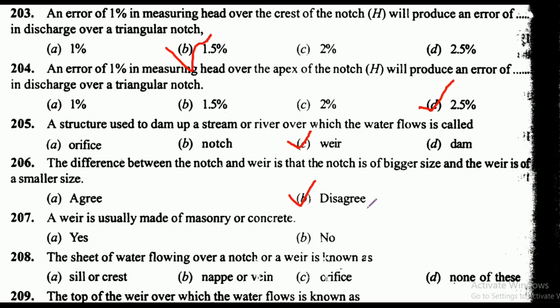Next is, a weir is usually made of masonry or concrete. Yes or no? So here friends, this statement is correct. So option A is the correct answer, that is yes.